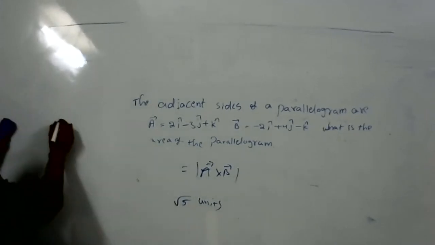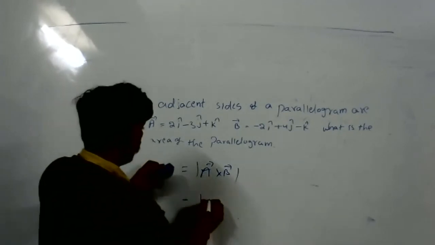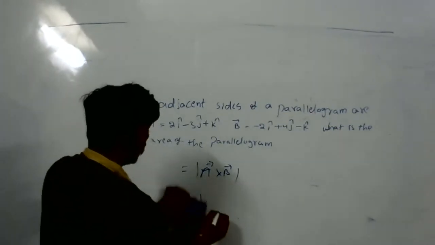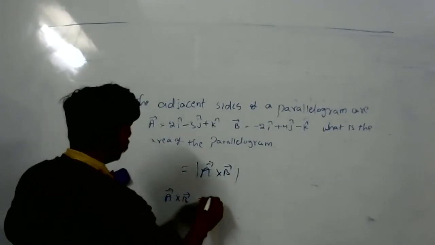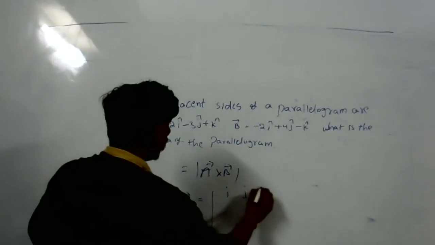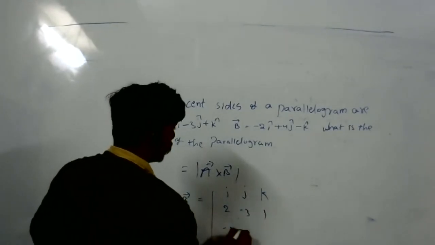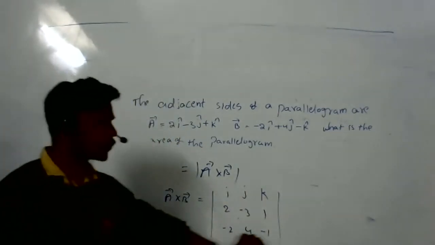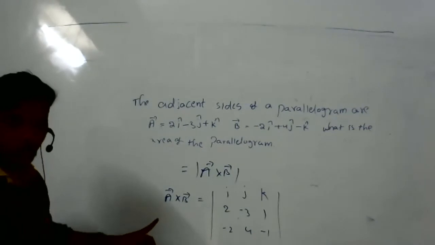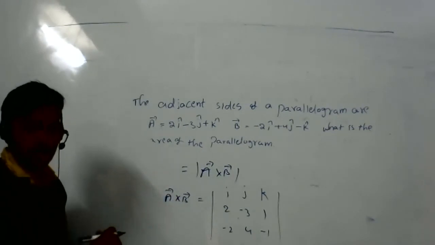So will you solve the question? A bar cross B bar, right? How to write A bar cross B bar? A bar cross B bar equal to determinant of I, J, K, 2, minus 3, 1, minus 2, 4, minus 1. We have to solve this. If you solve, you will get it in the vector form. Do you know how to solve this?